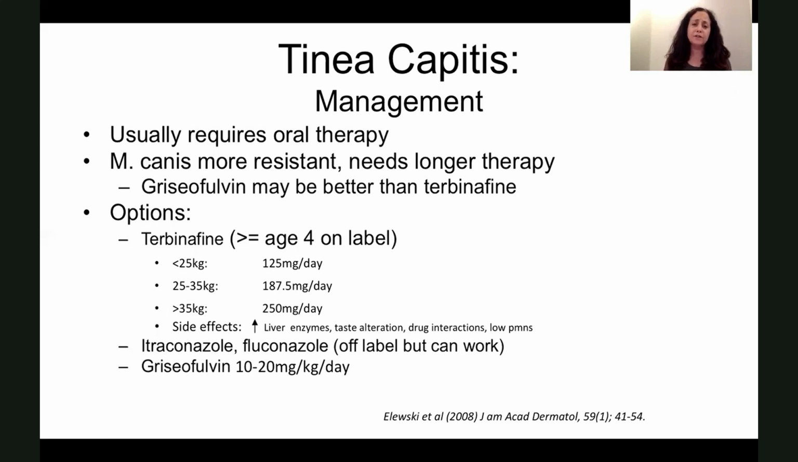Side effects can include, rarely, transaminitis, a drop in polymorphs, and taste alteration, and it interacts with other medications, so make sure to check if the patient's on other medications. There's evidence that itraconazole and fluconazole can work. They too are off-label, and griseofulvin has been used in doses of 10 to 20 milligrams per kilogram per day.